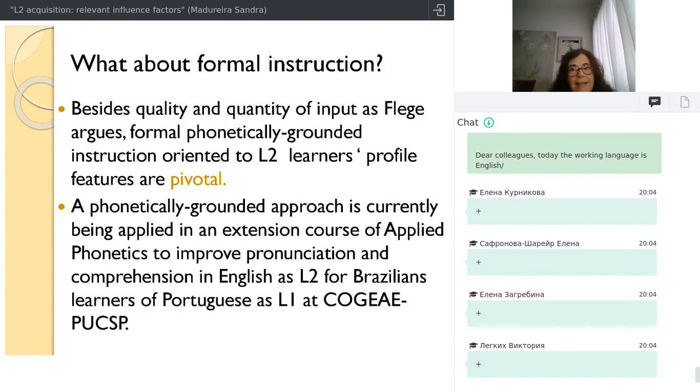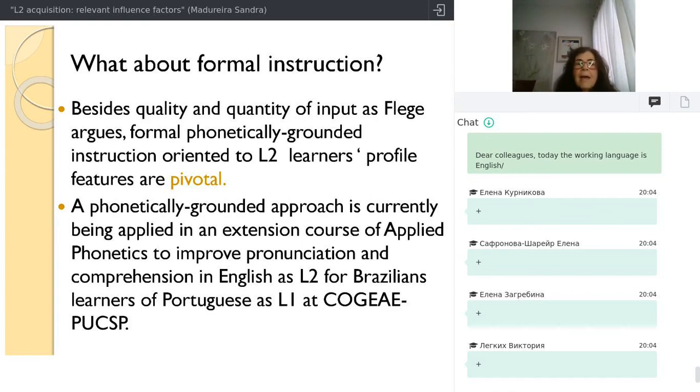And Flege doesn't mention formal instruction. And I guess this is a very important issue, and not only when I think of adults, because of course this is one of the issues we have to consider, but also from the beginning. For instance, bilingual schools, in countries where sometimes children are exposed to an L2 language, but their parents do not speak that language, and so on. So I think formal instruction is pivotal in this area.